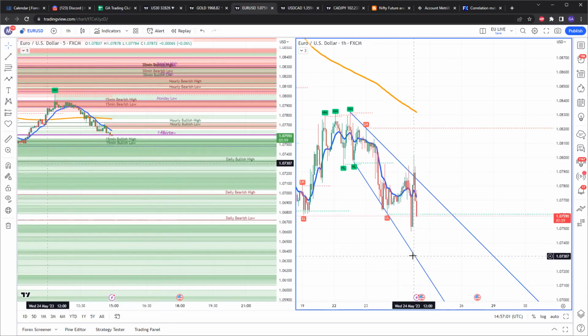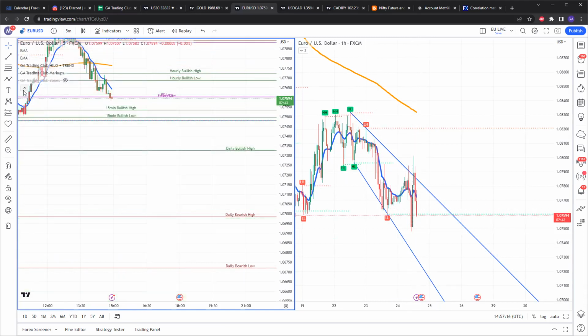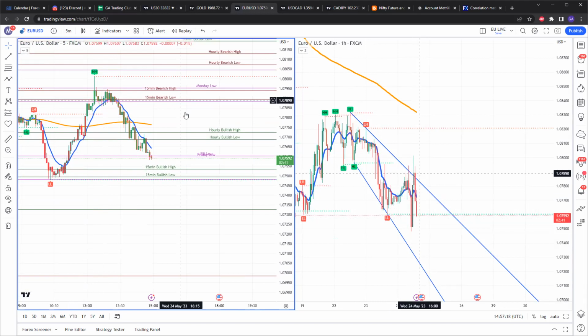So this zone right here, 300, 340 area. What do we have? We have a daily bullish high here. So EU can keep dropping up to this daily bullish high and reject from it to the upside. So yeah, today's a day of patience. If you have access to all these tools, just learn them. They're going to be a game changer for you.